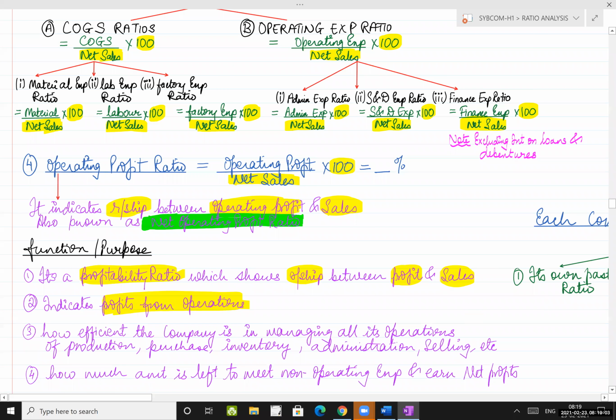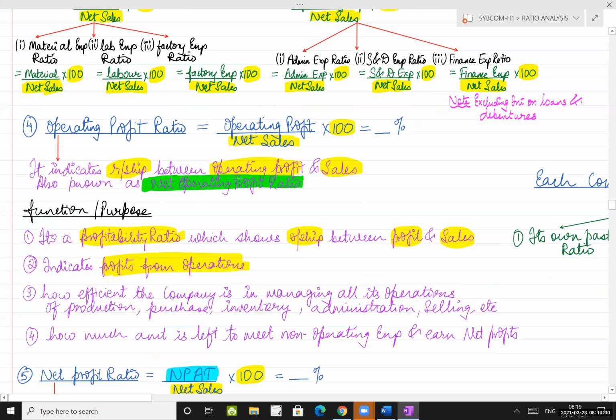It indicates the relationship between operating profit and sales, and it is also known as net operating profit ratio. The other name for operating profit ratio is net operating profit ratio. And what is the reason for understanding this ratio? What is its purpose? It's a profitability ratio, so it will always explain the relationship between profit and sales. It indicates profits from operations. What do you mean by operations? From day-to-day business activity operations. Then how efficient the company is in managing all its operations.